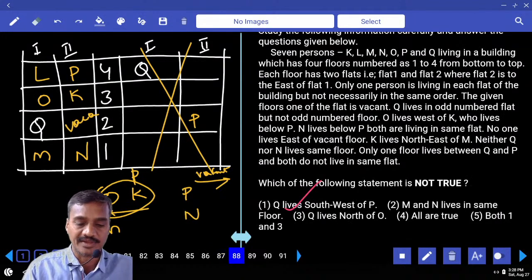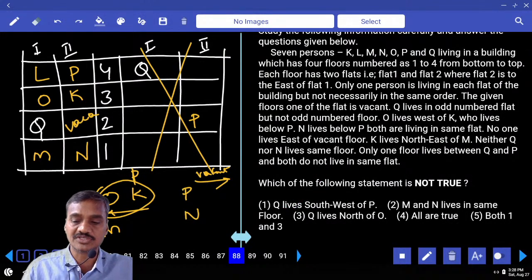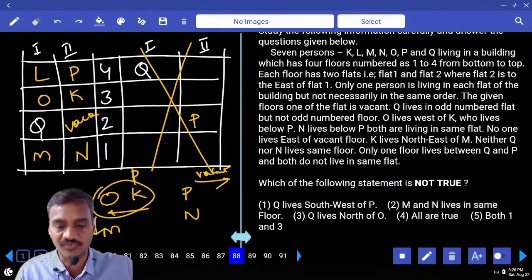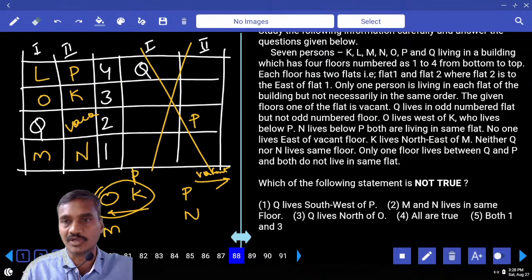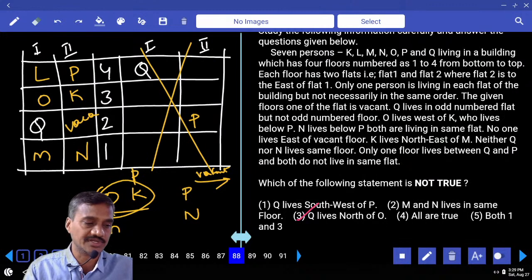87. And next one, 88. Which of the following is not true? That means definitely false. And Q lives to the southwest of P. Definitely true. And M and N live on the same floor. That is also true. And Q lives to the north of O. That is definitely false. Choices 1 and 3 are left, choice 3 is answer 88.